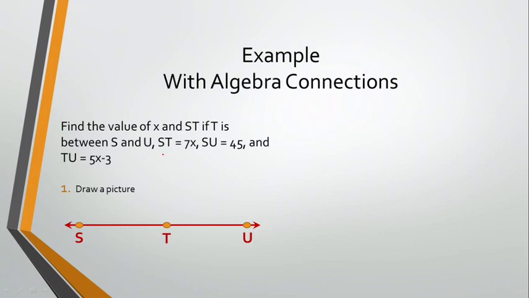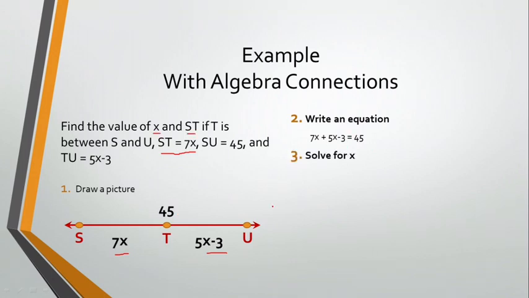Now I'm going to take ST, being 7x, and put it below ST. SU is 45. I'm going to put it on the top. And TU is 5x minus 3, so that's going to go below. So now I know that these two parts add up to this whole. The picture makes more sense. Step 2 is going to be to write an equation. Well, I'm going to add the two parts and set it equal to the whole.